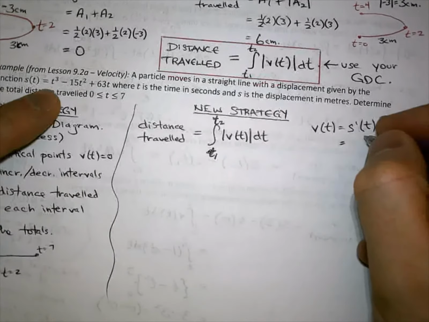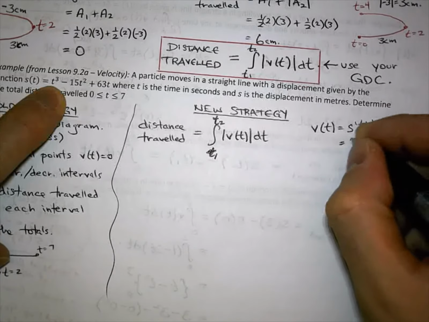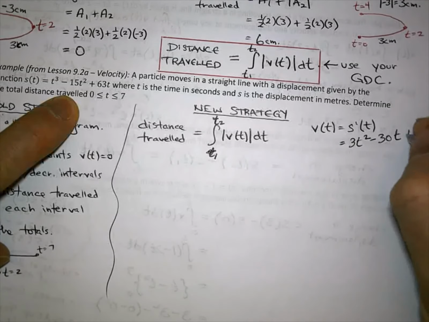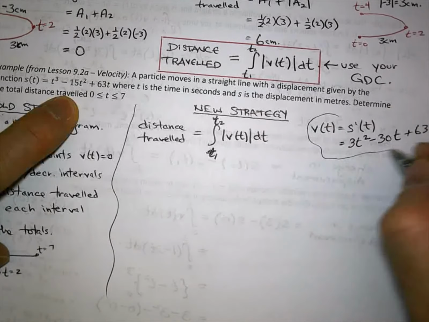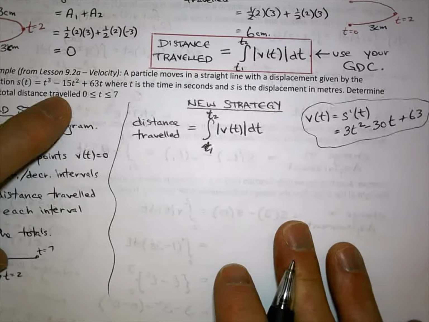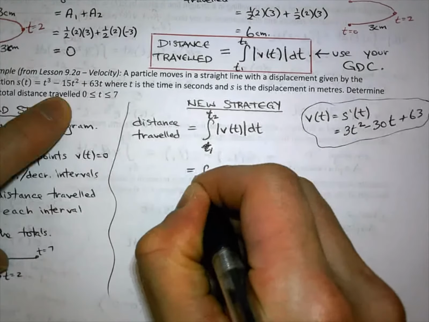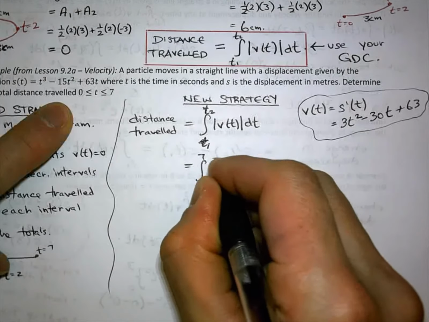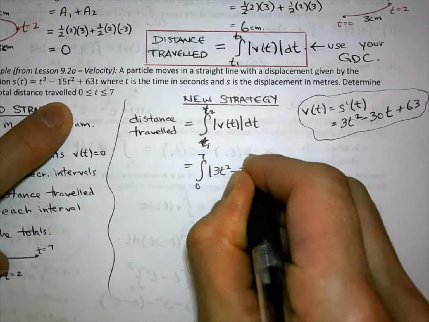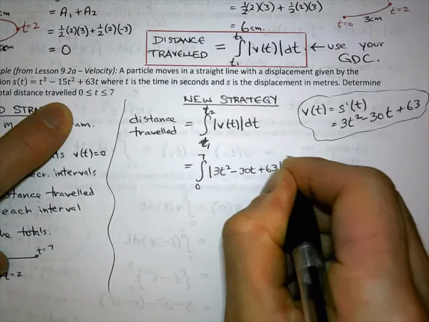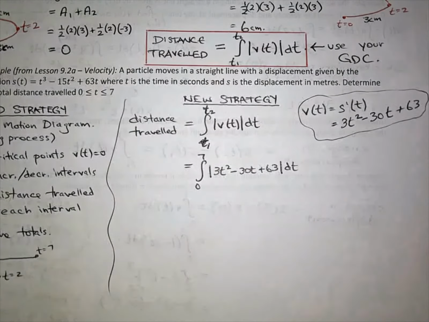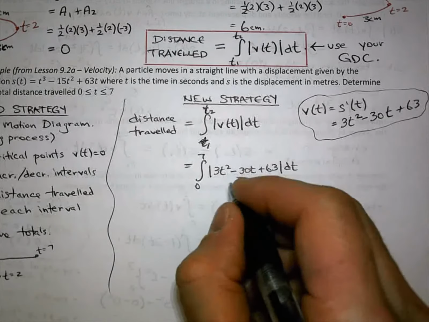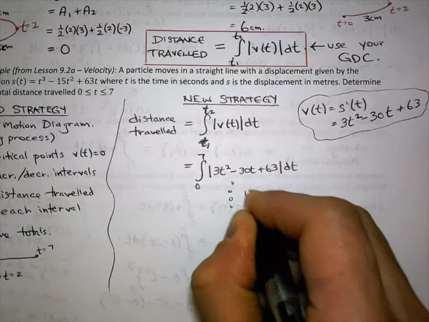So that is, and this is an easy one, right? What's the derivative of s(t)? 3t squared minus 30t plus 63. So I did that off to the side. So now I'm going to put that into my formula. So from 0 to 7, those were the time bounds, 0 to 7. The absolute value of 3t squared minus 30t plus 63 dt. Okay, now, of course, we're not going to do this by hand. You don't know how to find the integral of absolute values. So we're just always going to go using GDC.